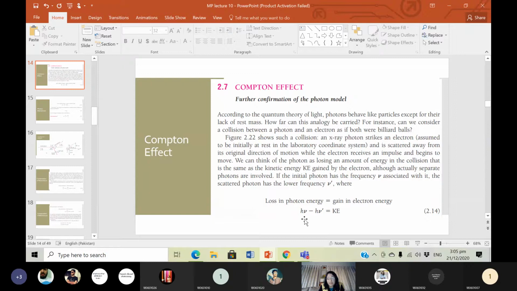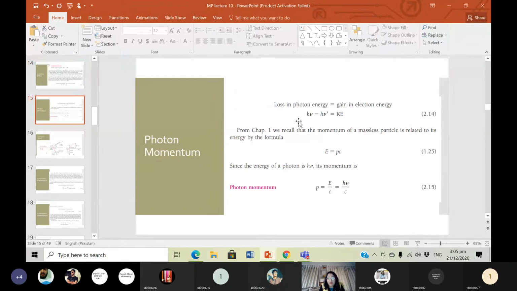So the loss in the photon energy is h nu, which was its original initial frequency, minus h nu dash, where nu dash is its final frequency and nu is its original frequency. So this is the amount by which the photon has lost energy, and that is equal to the gain in the electron energy, which comes as the kinetic energy of the electron. Okay? So now let's see. Now loss in photon energy is gain in electron energy. This is the same equation as before.